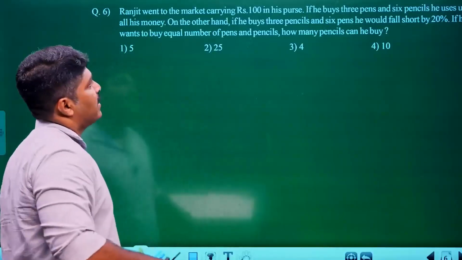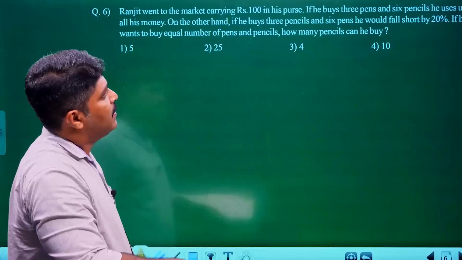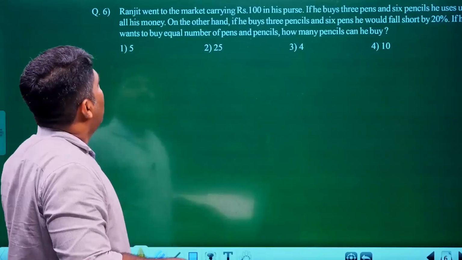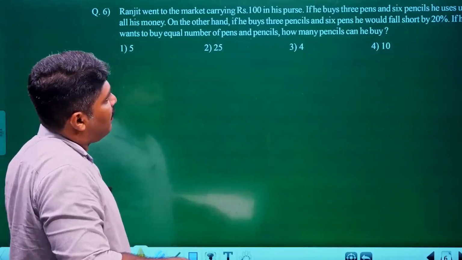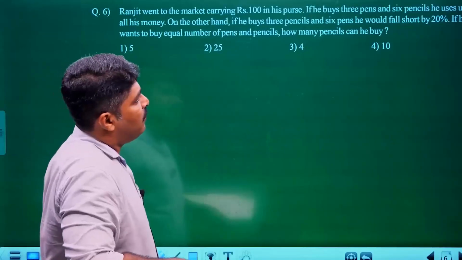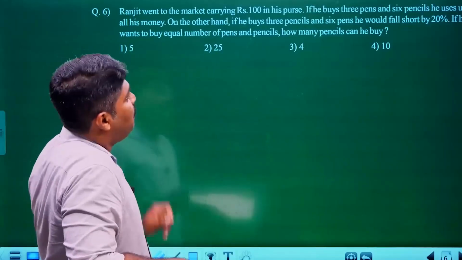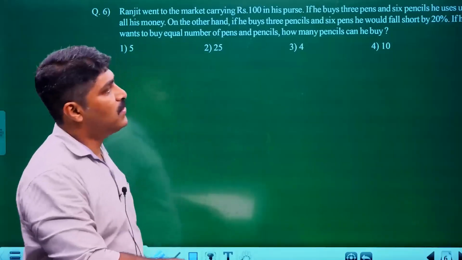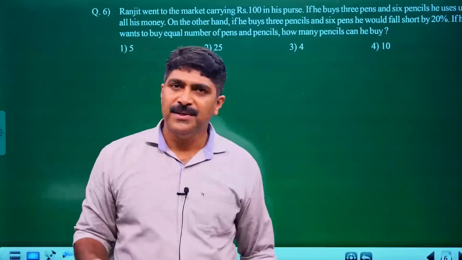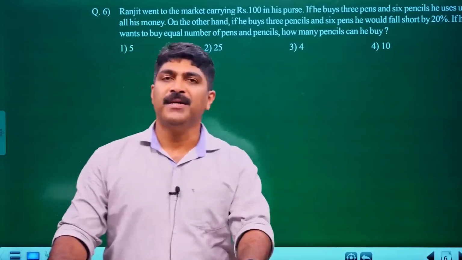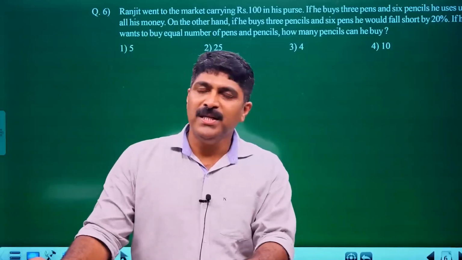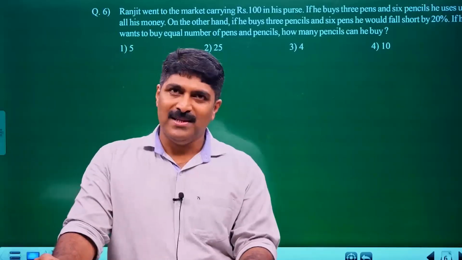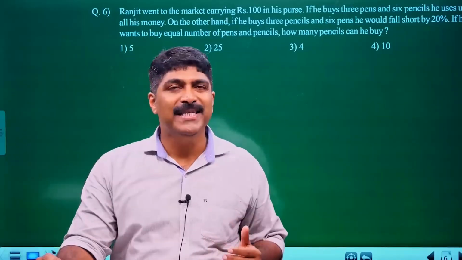Ranjit went to the market carrying ₹100 in his purse. If he buys 3 pens and 6 pencils, he uses up all his money. On the other hand, if he buys 3 pencils and 6 pens, he would fall short by 20%. If he wants to buy an equal number of pens and pencils, how many pencils can he buy? That's an interesting question. It's from the area of simple equations, but the percentage-wise application also comes in here. So you have to be alert while doing similar types of questions, as you may fall into the trap easily.